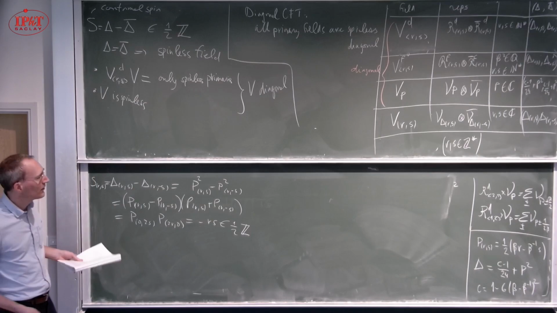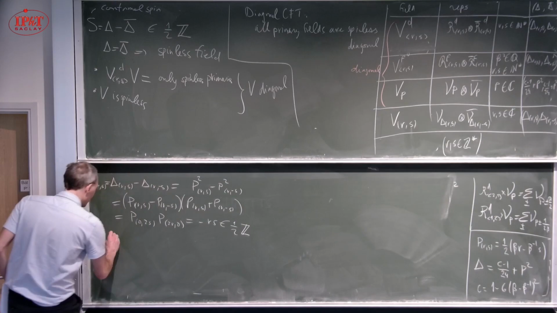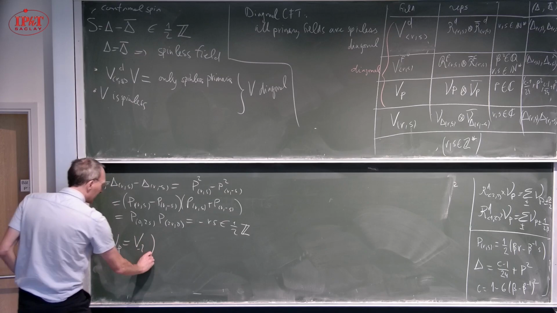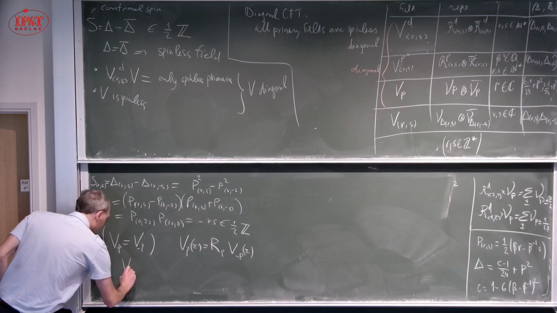Okay, and then let me just point out that this parametrization of fields is a bit redundant because I'm using here the momentum, in particular P, but the conformal dimension is P squared. So we have relations like V_P equals V_{-P}, but sometimes it's convenient to allow for a non-trivial reflection coefficient R_P. And similarly, in general, we have V_{RS} equals V_{-R,-S}.